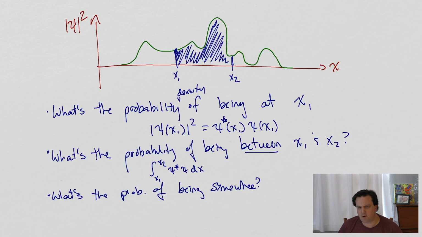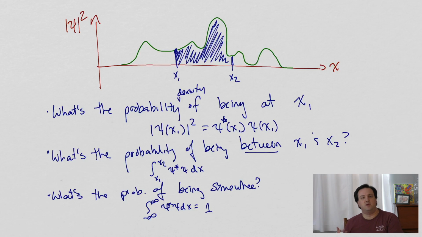Of course, what's the probability of being somewhere? That is, what's the probability of being between minus infinity and infinity of psi star psi dx? Probably 1, right? You've got to be somewhere if you're anywhere. And so by thinking about this probability density, we've stumbled upon what it means for a wave function to be normalized. You have to be somewhere, and so the probability of being from minus infinity to infinity must be 1.